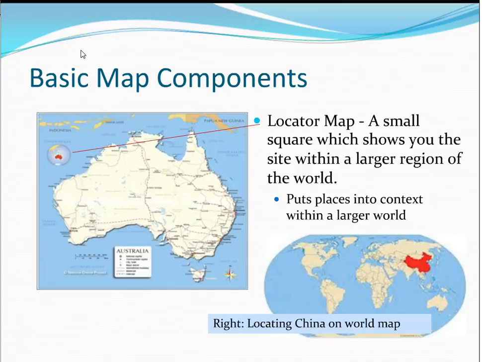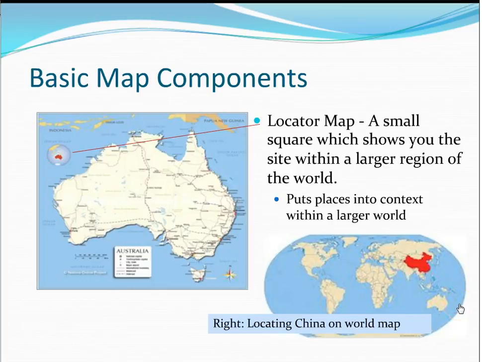There are other components to maps. One is a locator map, and that's usually a small square or area that shows you the site you're looking at within a larger region of the world. It puts places into context within the larger world. So here we know that this main map covers Australia. But over at the top, you see Australia on the globe. So you can see how it fits in a larger framework.